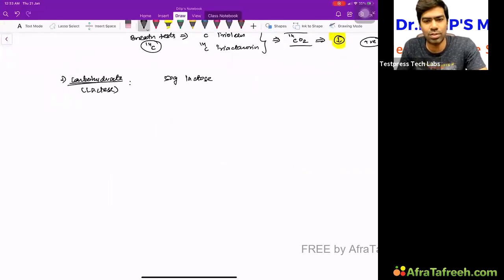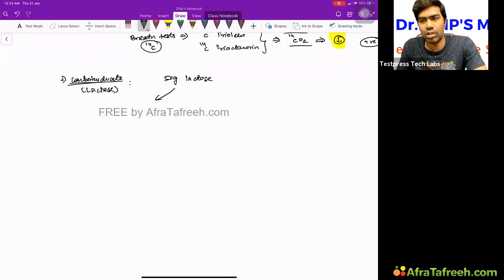This is a standardized dose, like the 75 gram oral glucose. After giving lactose, if the patient is having good absorption, then you need to see an increase in the serum glucose, because lactose will be converted to glucose, absorbed into the intestine, and then further into the blood. Serum glucose should increase within 30 minutes after giving lactose.